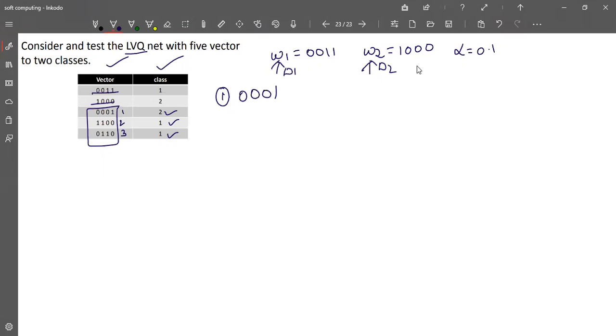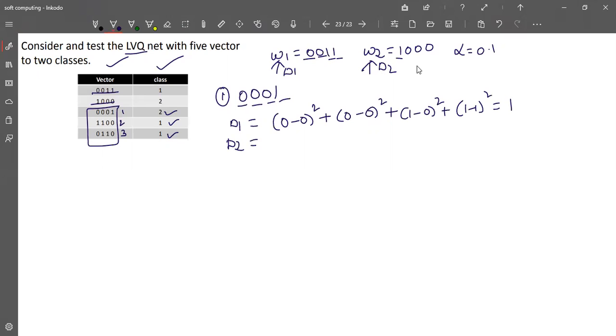both D1 and D2 and see which is minimum. So let's do that. Let's find D1. D1 will be 0 minus 0 square plus 0 minus 0 square plus 1 minus 0 square plus 1 minus 1 square. This will give us 0, 0, 1, 0. So we'll get 1. And now find D2.